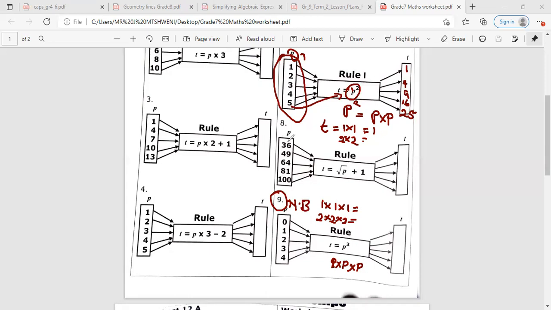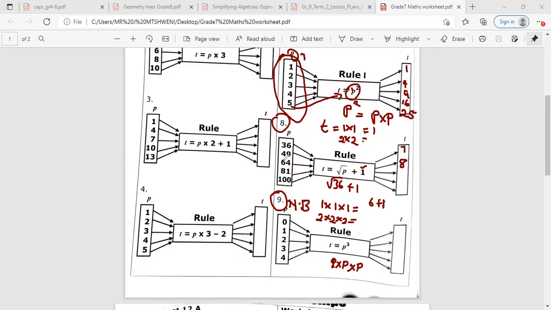You come to this one. Number 8, square root of p plus 1. This one, obviously, when we're talking about the square root, you have to use a calculator because you have to know the square roots. In other words, just put a square root like this, then say 36 plus 1. Now the square root of 36, when you punch your calculator, it gives you 6. Then it's going to be plus 1, which means your answer is 7. The square root of 49 is 7. 7 plus 1 is 8.